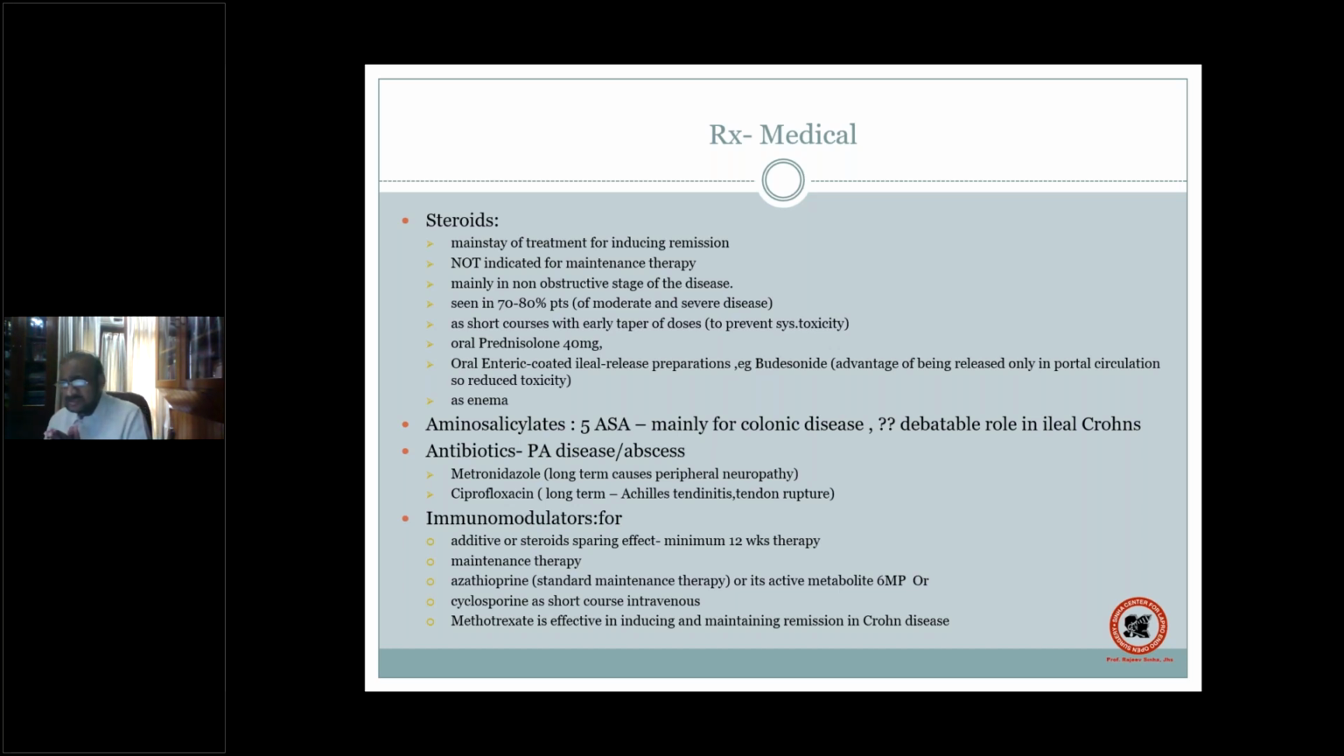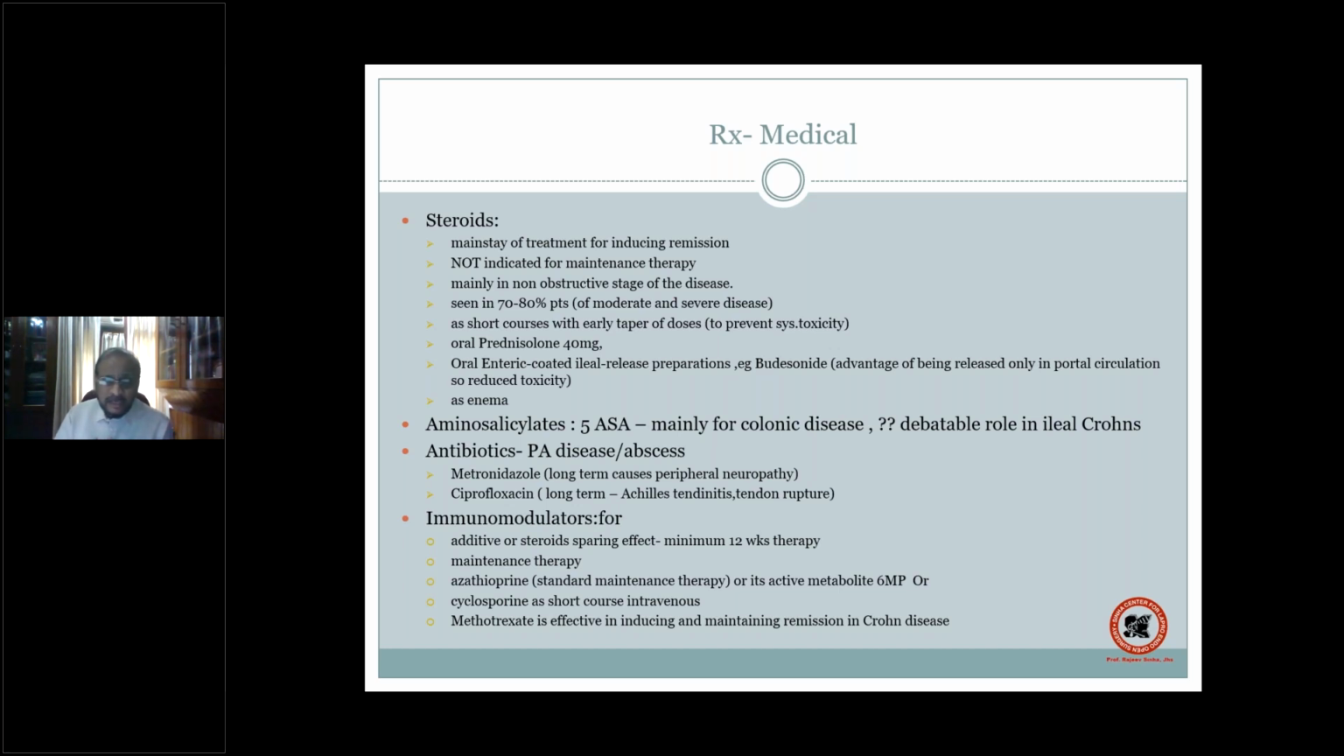What are you looking at in Crohn's disease? You're looking at inducing remission and then maintaining the remission. Two important aims: induce and maintain remission. So how do you do that? Steroids. They are very good for inducing, but they are not indicated for maintenance therapy. Why? Long-term steroid use, we all know, has a lot of potential complications. So good for induction, not for maintenance of remission.